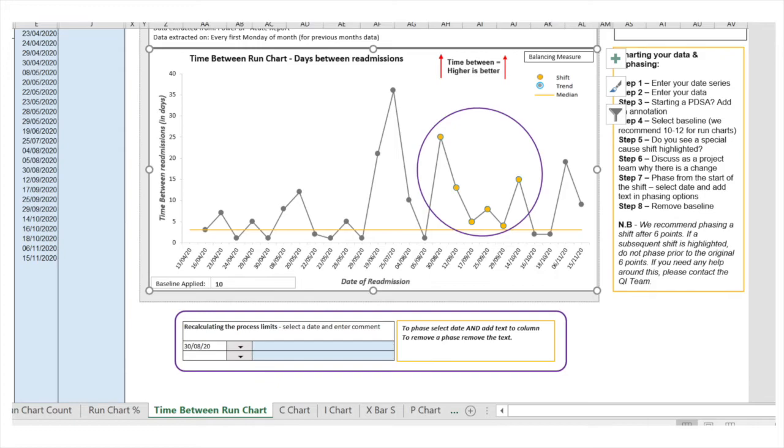Apart from these differences, it works the same as the other toolkit charts, highlighting any special cause variation and having the functionality to rephase if there is a shift in the data.